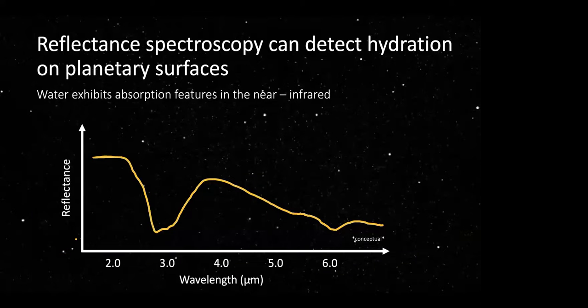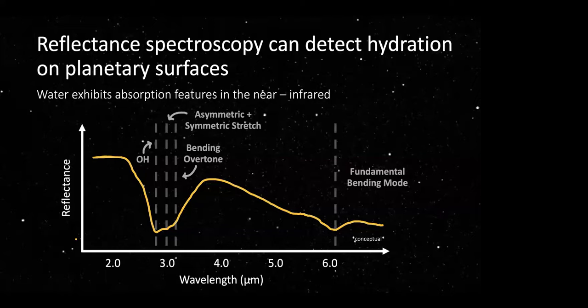Reflectance spectroscopy can detect hydration on planetary surfaces. This is because water exhibits absorption features in the near infrared regions. Here I have a conceptual spectrum of what water-related features might look like. There are two different features I'll be talking about today, the 3 micron region and then the 6 micron region.